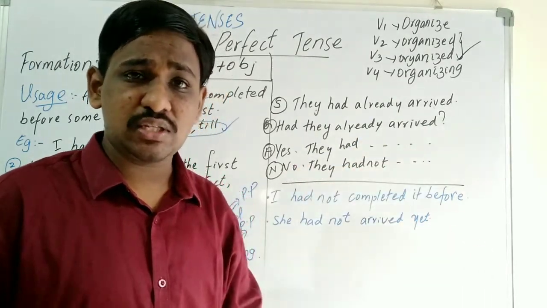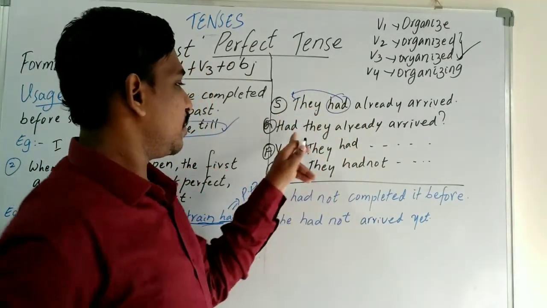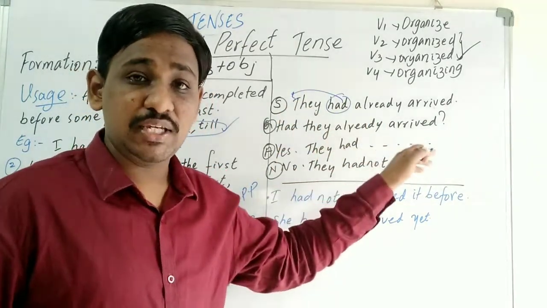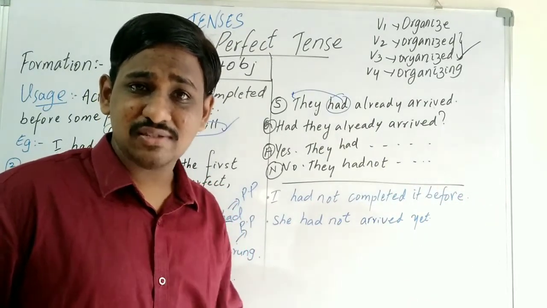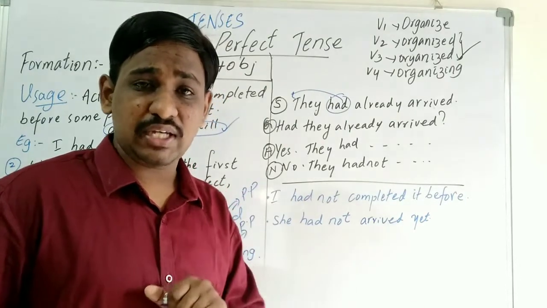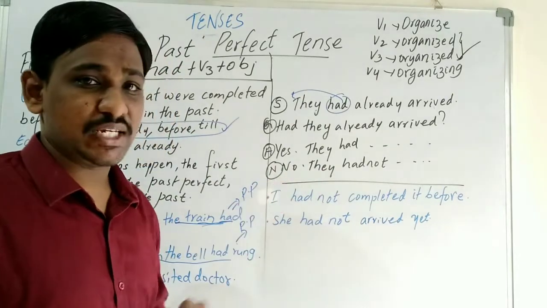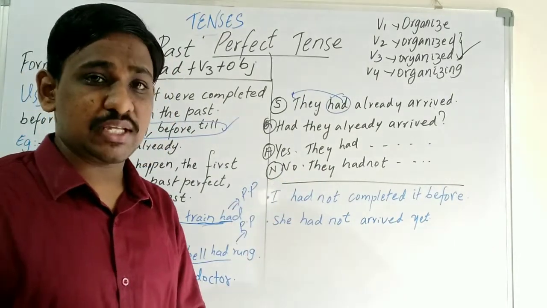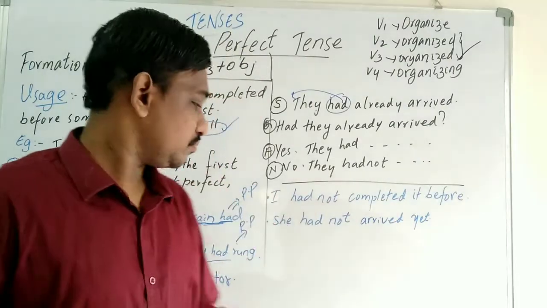What is the question to this? Replace the auxiliary verb or the helping verb first. Had they already arrived? Yes, they had already arrived. No, they had not already arrived. So yes is affirmative, no is negative. Let us take two more sentences and make questions, affirmatives and negatives.